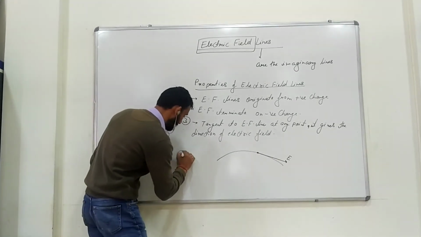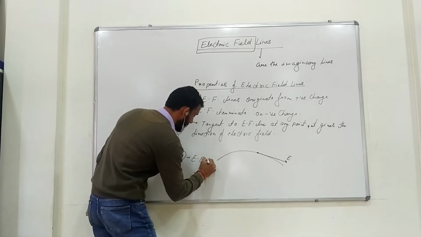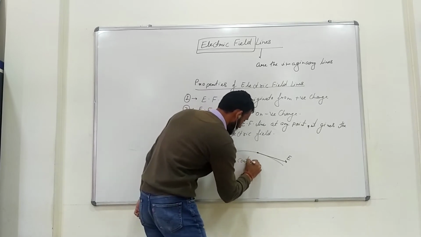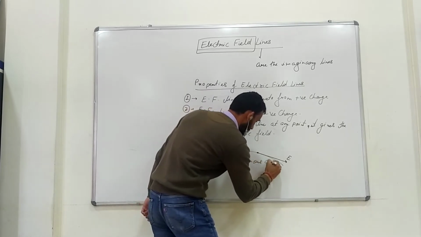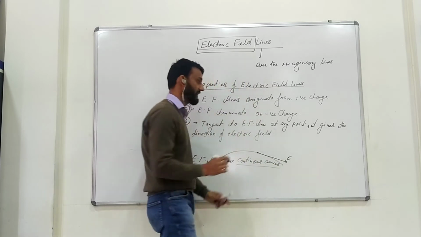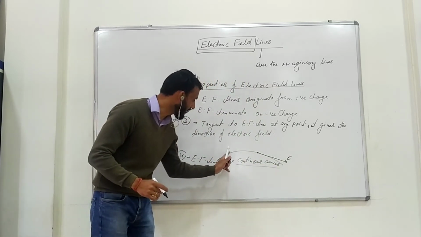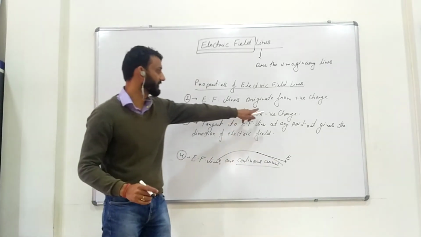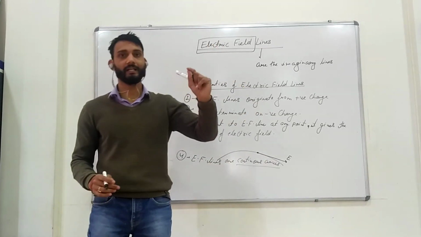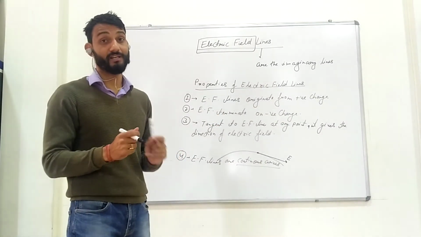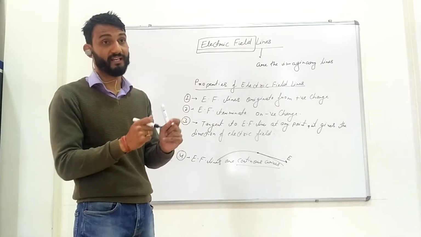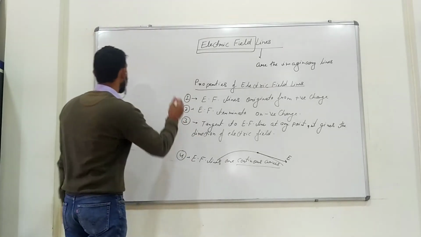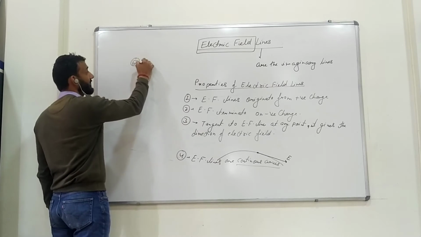Number 4: electric field lines are continuous curves. This means there will be no splitting of electric field lines in between. Once they start from a positive charge, they will always terminate after meeting a negative charge. In between there will be no breakage of these lines. So this is the 4th property, and the 5th one, which is very important for us to understand, is this.